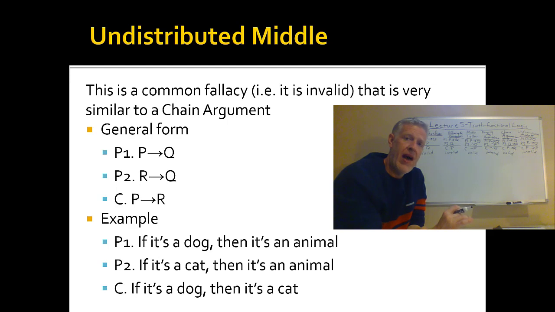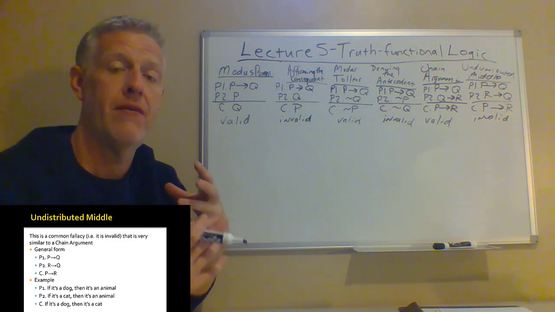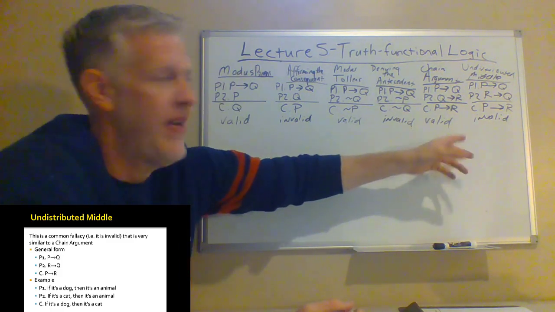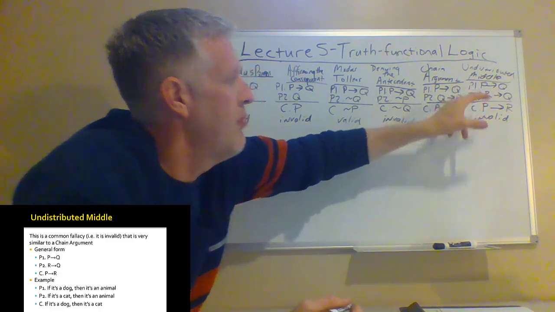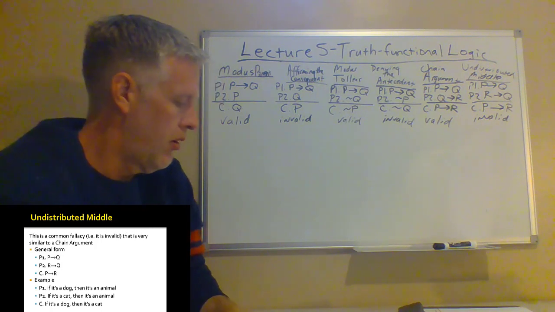I mean, again, I'm trying to use intuitively obvious examples here, but they're not always that straightforwardly invalid. Sometimes when you're dealing with less intuitively obvious examples, it might not be as straightforward that it's invalid. And that's why it can be helpful to be able to identify these underlying basic forms, because then you can say with confidence, yes, it's invalid because it has this undistributed middle, this very common fallacious underlying form.